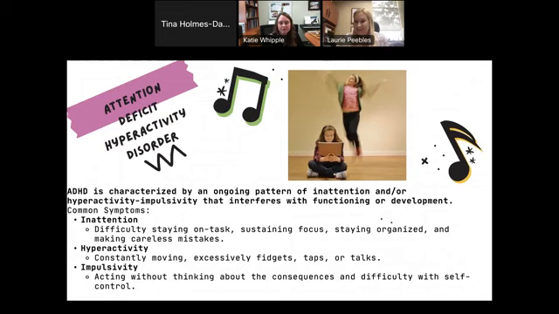So what is ADHD? ADHD is characterized by an ongoing pattern of inattention and/or hyperactivity-impulsivity that interferes with functioning or development.